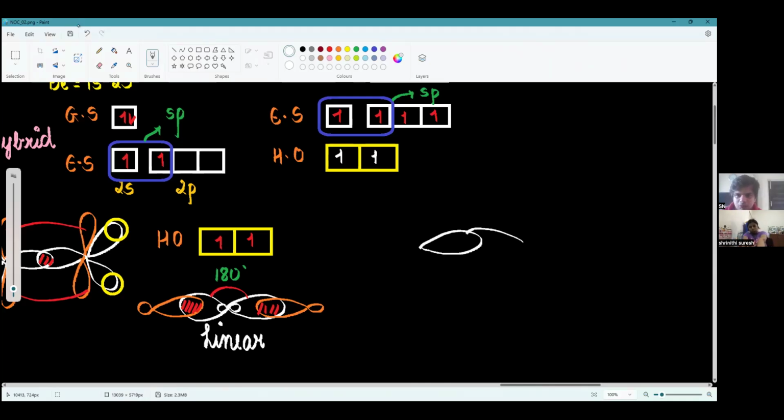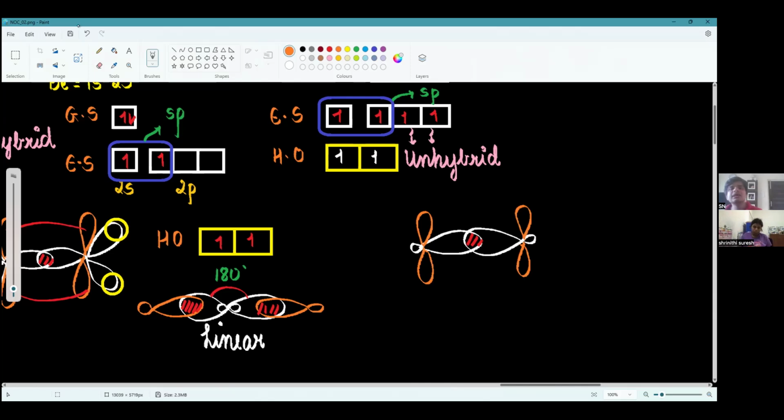There will be a sigma bond formed like this. So this is the sigma bond between the two carbon atoms. Now, can you tell me how many unhybridized orbitals are there? Two unhybridized orbitals. Very good. And do you know that the unhybridized orbitals will always form pi bonds? So carbon shall have two unhybridized orbitals. This is the first unhybridized orbital of the first carbon, and this is the first unhybridized orbital of the second carbon.